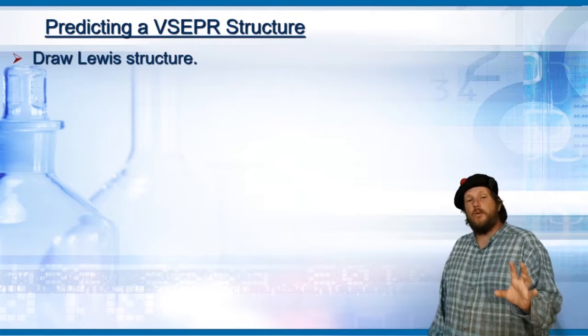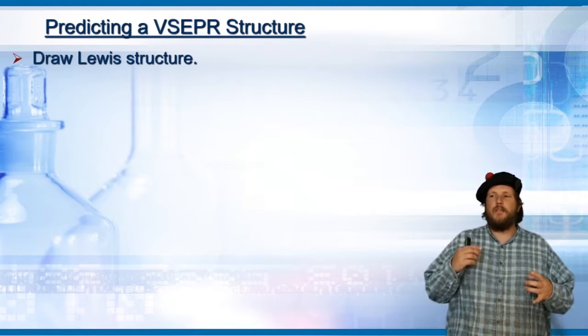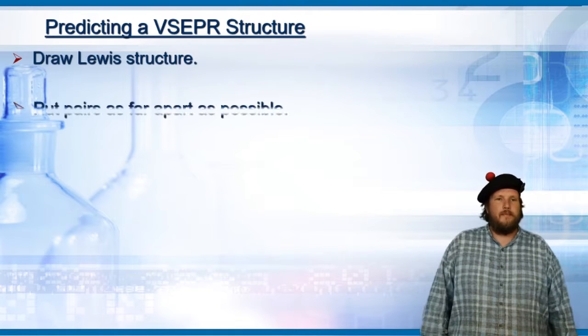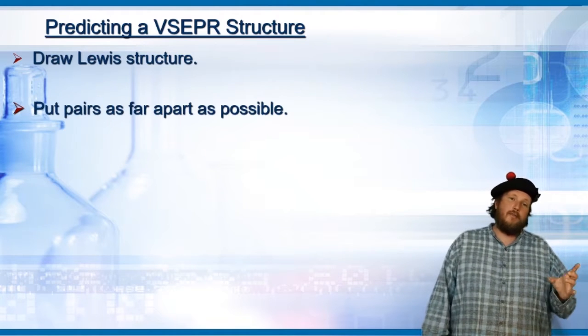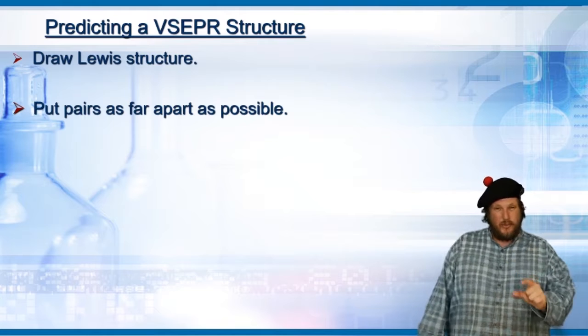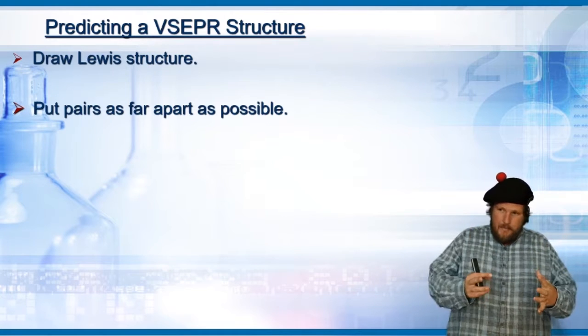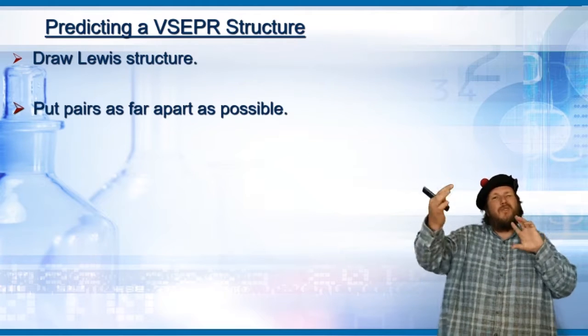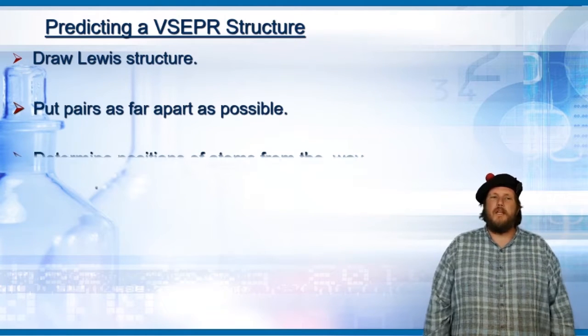So the first step is to draw the Lewis structure. You have to have the Lewis structure of those molecules. So put the pairs as far apart as possible, but this means in 3 dimensions, not just on paper. On paper, you'll get the wrong shape if you just do it 2-dimensionally. You have to think in 3 dimensions and distribute things in 3 dimensions.